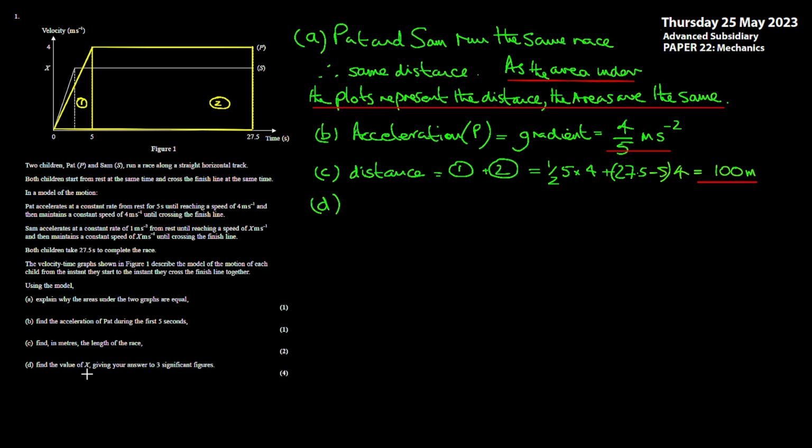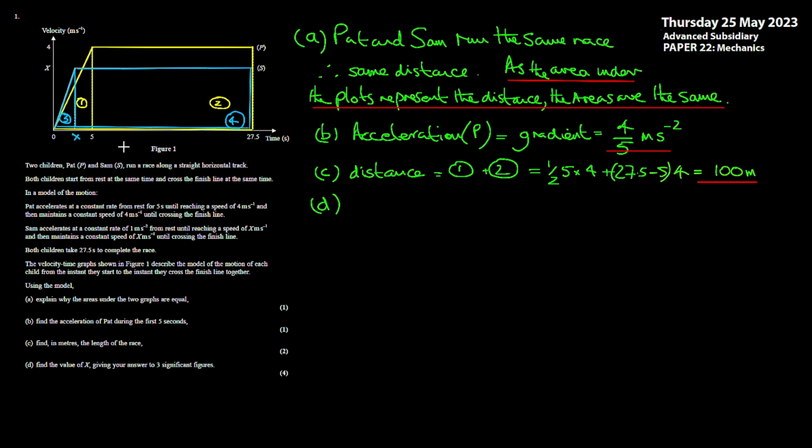Part D, we've got to find the value of x, giving your answer to 3 significant figures. So to work this out, we will need to equate areas 3 and 4 and make them equal to 100. And that will enable us to find the value of x. We need to know what this point is here. Well, we're told that Sam's acceleration is 1 meter per second squared, which means the gradient of this line here will be 1. Well, if the rise and the run are equal, this point is x.